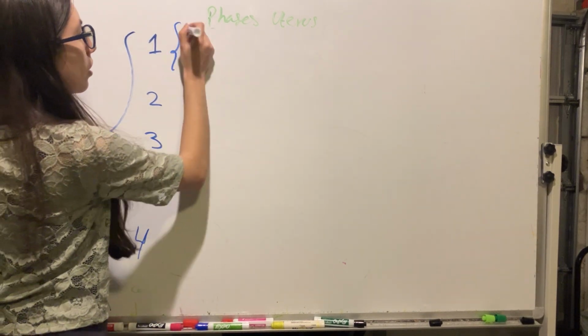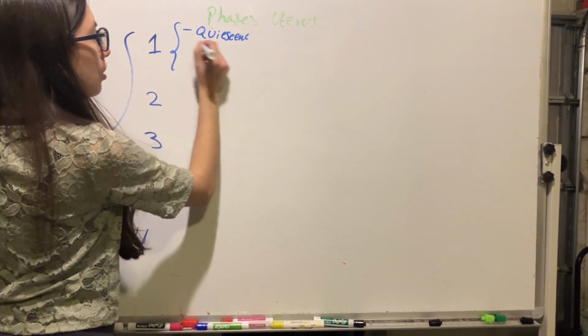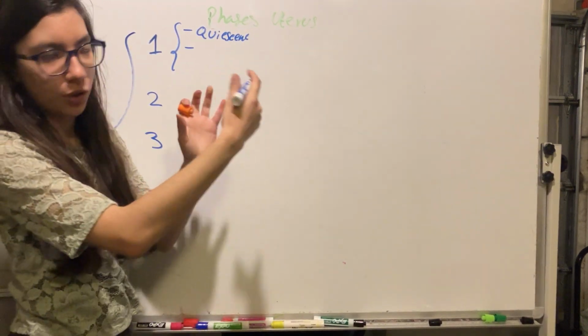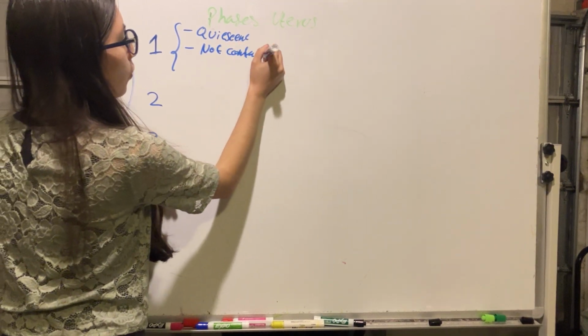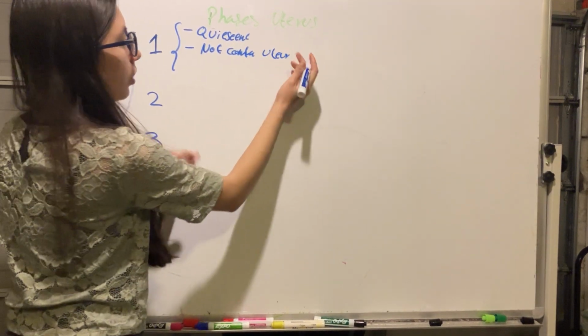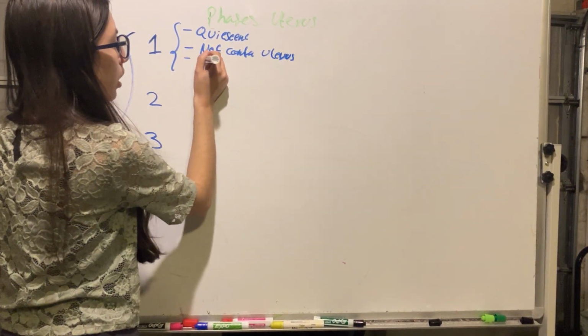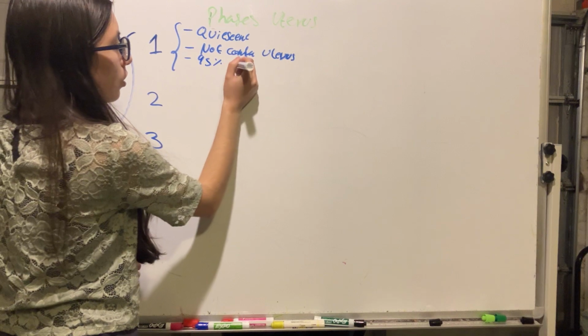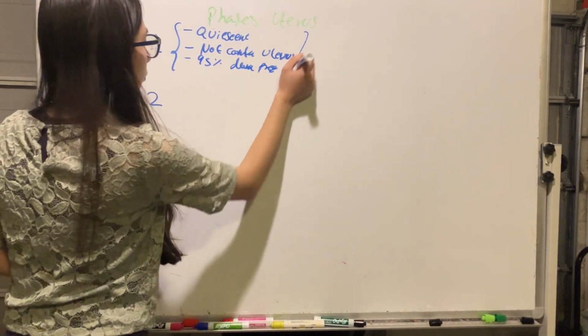Phase 1 is called the quiescence phase. So here the uterus is not contracting, not contraction of the uterus. Here the uterus is not responding to stimuli. This corresponds to 95% of the duration of pregnancy.